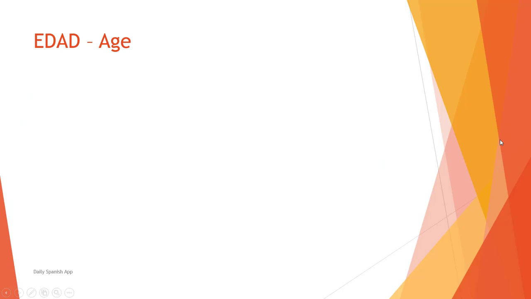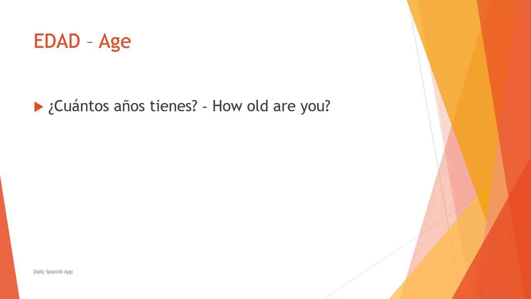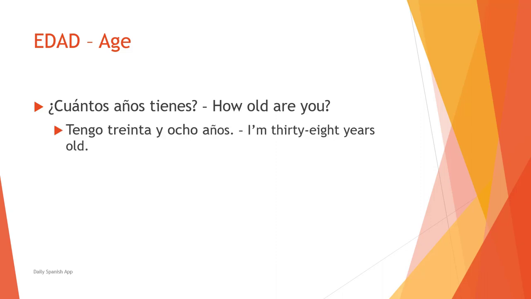The first one, edad, age. To express the age, of course, we have to know the numbers. Our question is, ¿cuántos años tienes? How old are you? Tengo 38 años. I'm 38 years old. Do you remember that we write in 3 separate words the numbers from 31 in Spanish? Okay?